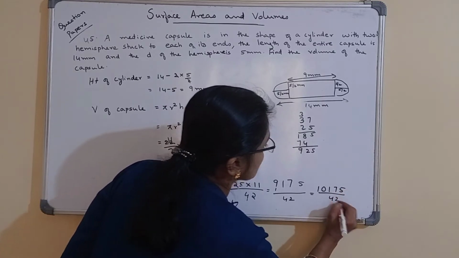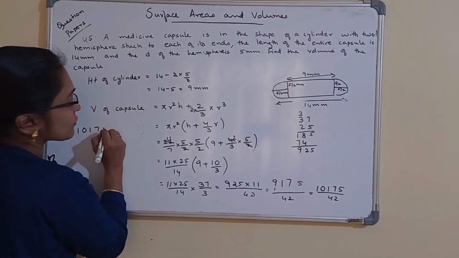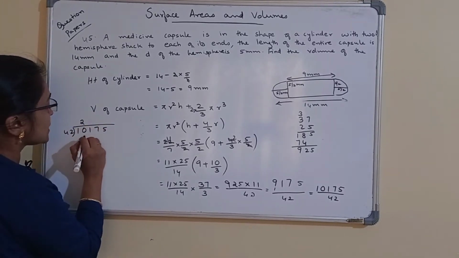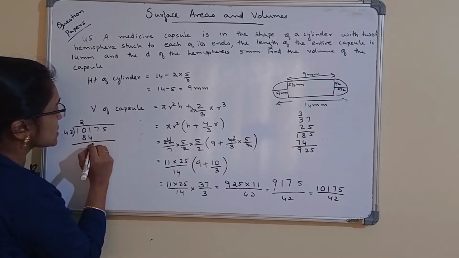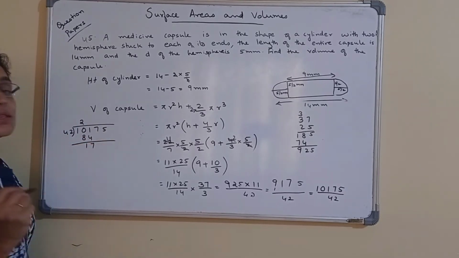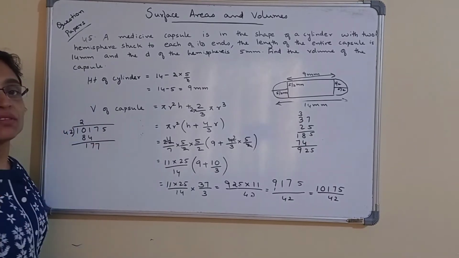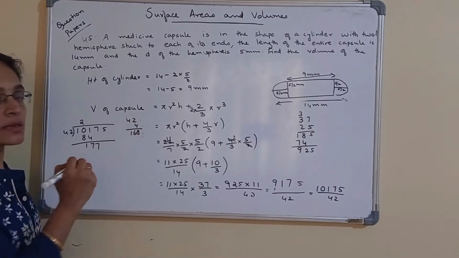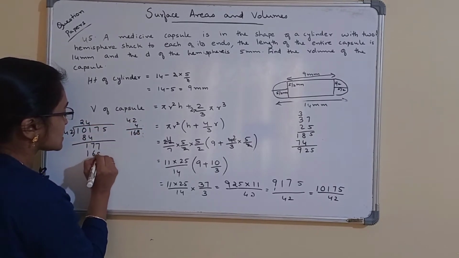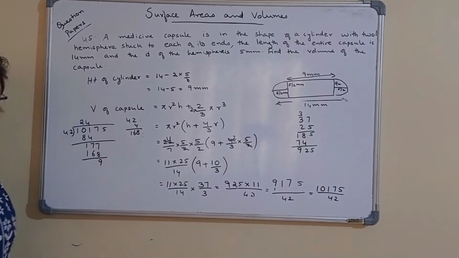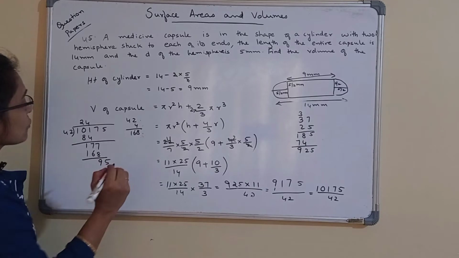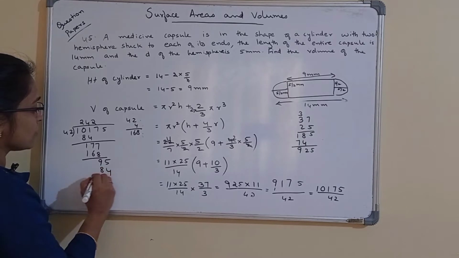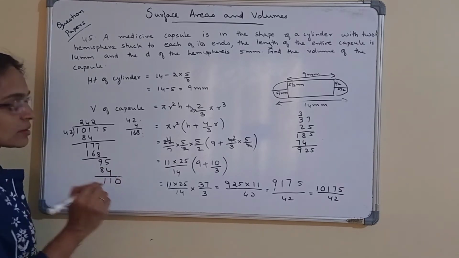10175 by 42. Divide this. 101 by 42 is 2. Then 84. Remainder is 17, and here we have 177. 42 into 4 is 168. So it will go 4 times. 168, then 9. Right? Now 95. 42 will go in 95 2 times, and it is 84. Then 11. Put a 0.